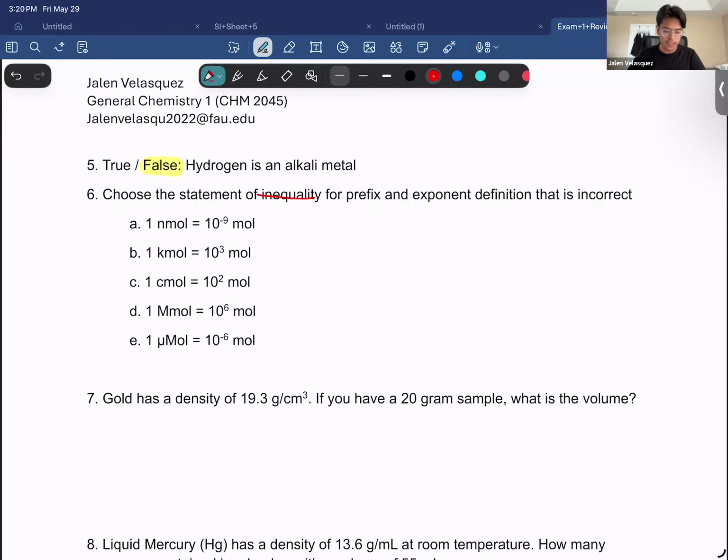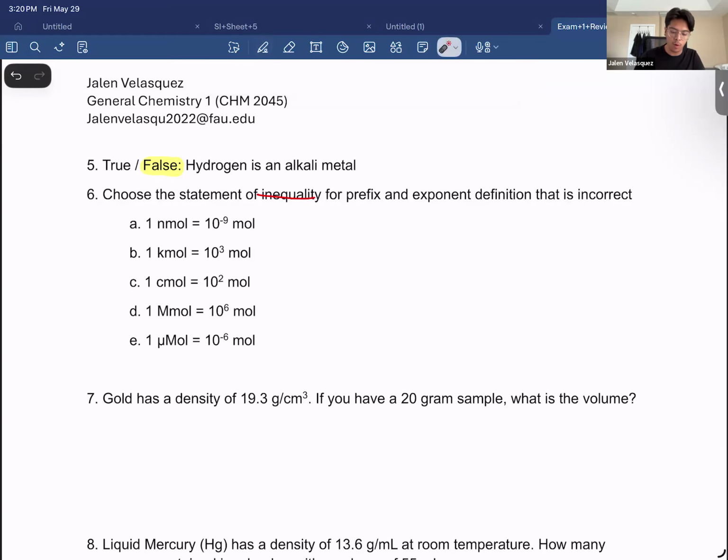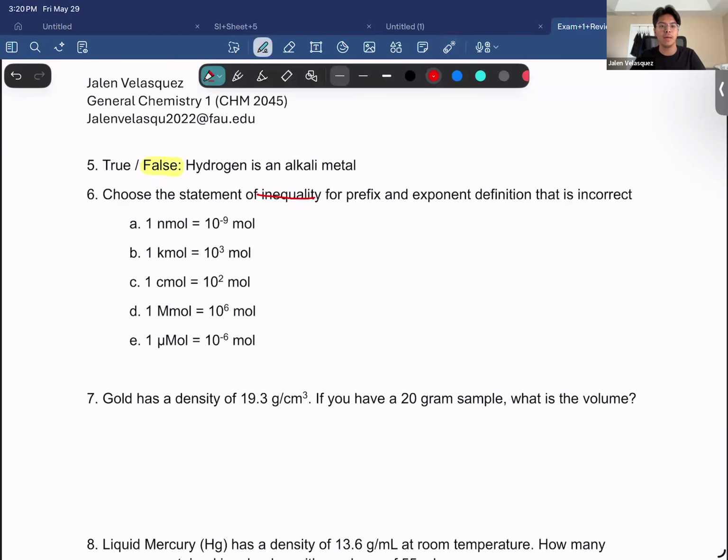So for number six, I want you to choose the statement for the prefix and exponent definition that is incorrect. So for A, is 1 nanomole equal to 10 to the negative 9 moles? And we think yes or no? Yes. So you need to know nano is 10 to the negative 9.